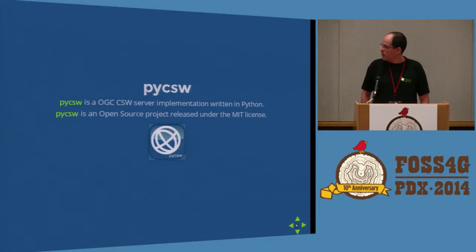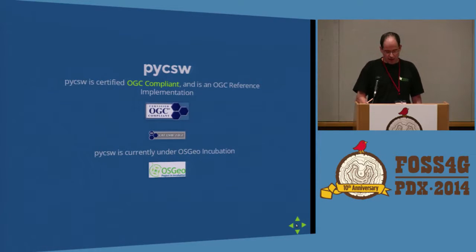So pycsw is an OGC CSW server implemented in Python. It's an open source project, and we are using the MIT license. Currently, pycsw is fully certified by OGC, and we are now the reference implementation of CSW, and also under OSGeo incubation.